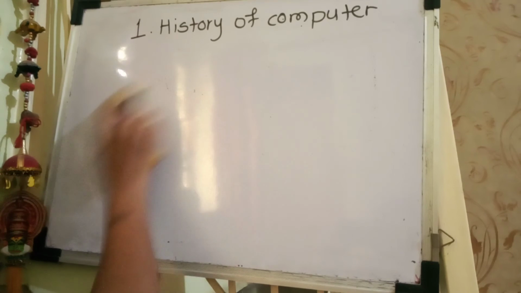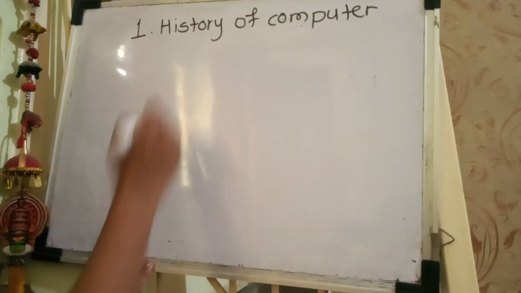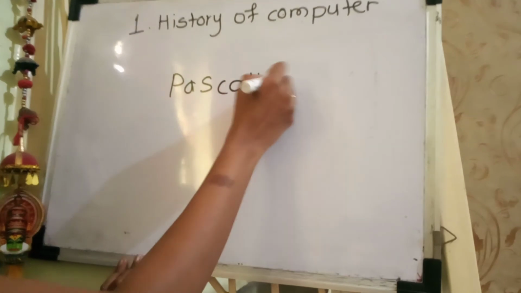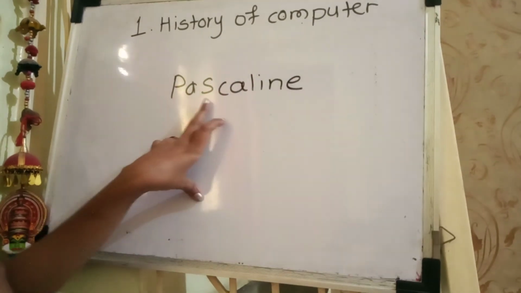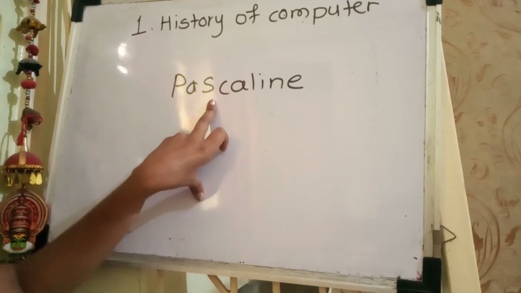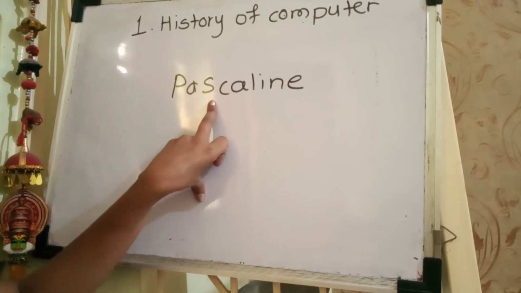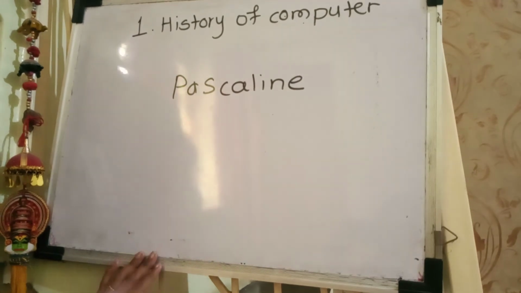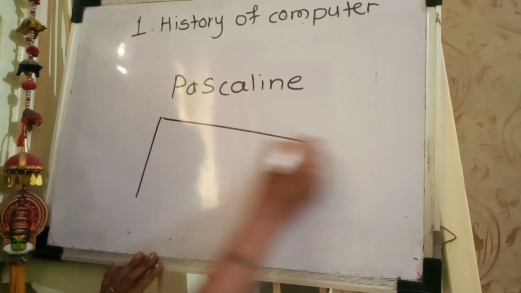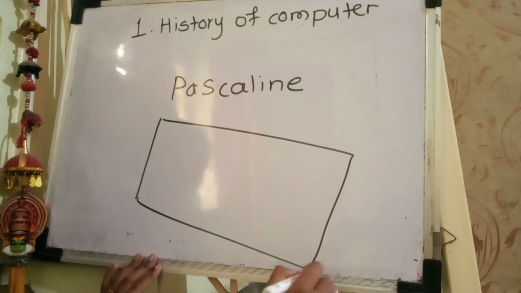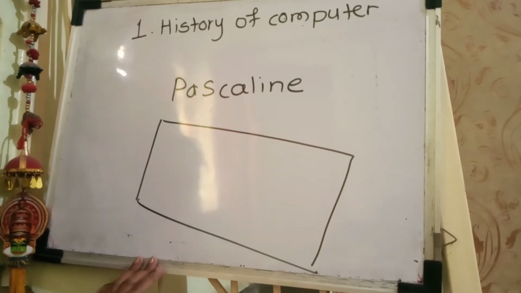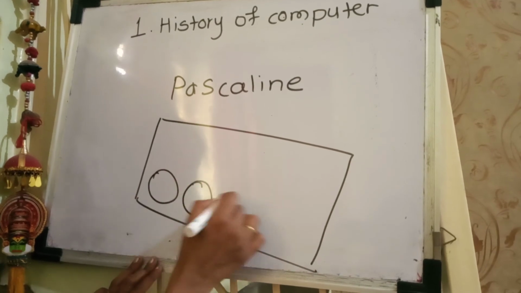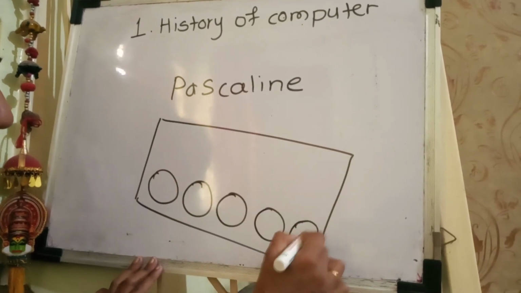After Napier's bones, the Pascaline was invented. The Pascaline was invented by Blaise Pascal in 1642. It was the first mechanical calculator. It consists of a rectangular box, like this, with numbers written on rotating wheels. These are the rotating wheels. These wheels rotated continuously.